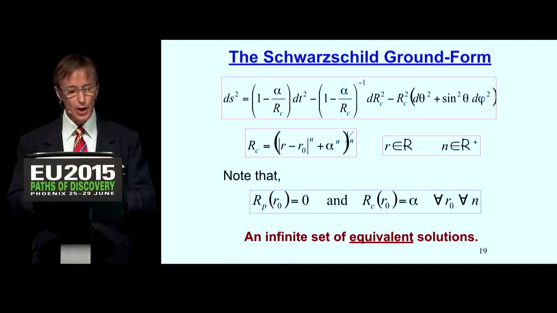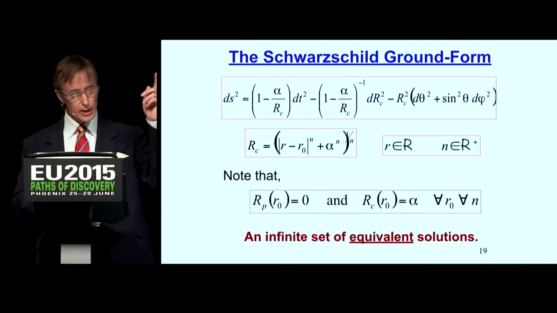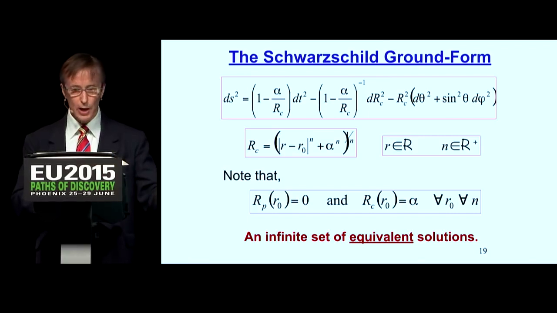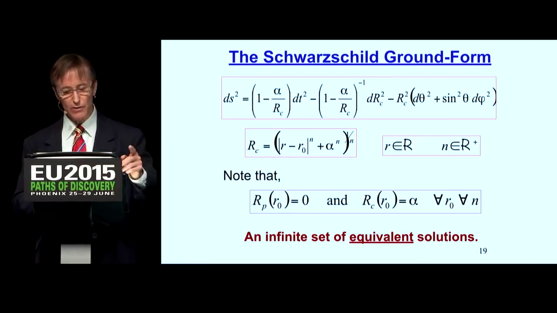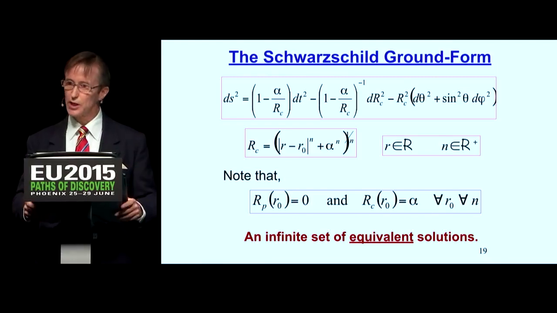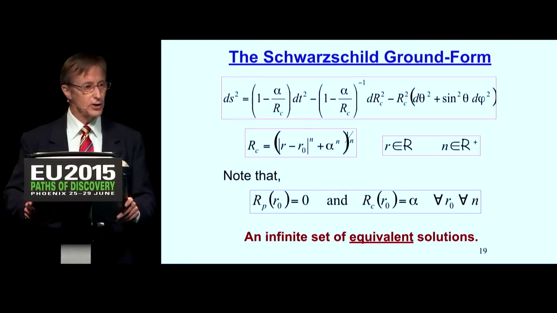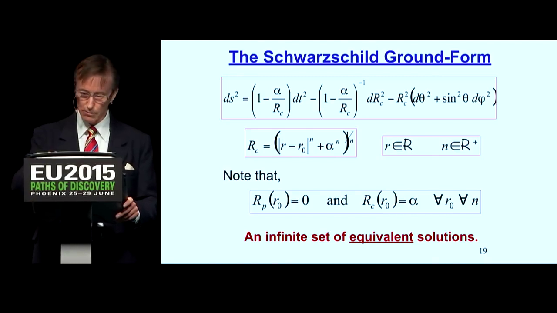But notice something. When r equals r sub 0, the radius that I calculated before is always naught, and is independent of the value of n and r naught. Completely independent. That's what you want, independence of coordinates. So you see that Rc is equal to alpha, and Rp of r sub 0 is equal to 0 for all values of r naught and all values of n.